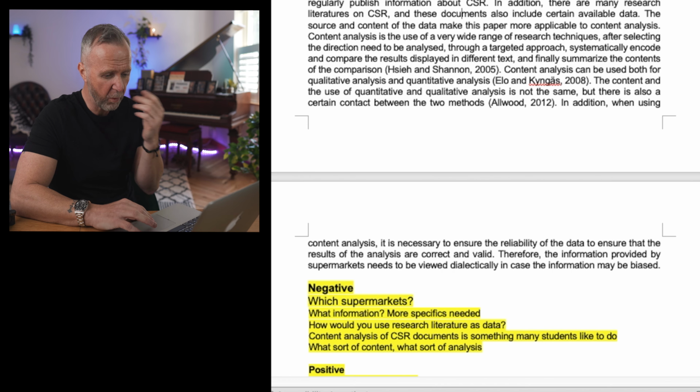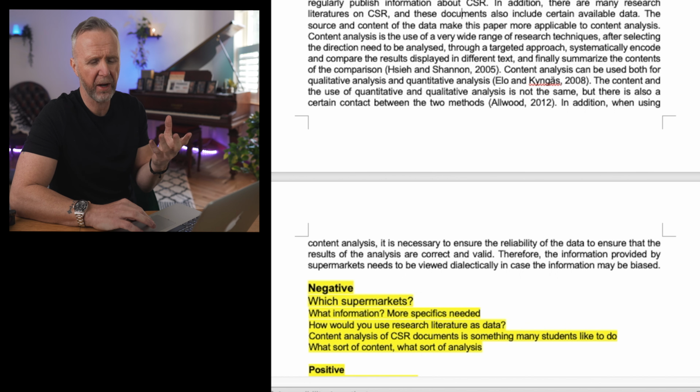So for the purpose of the proposal, find that definition and you might change it later. We just want to see when we're marking it that you have thoughts about it in terms of refining down. What information, more specifics are needed about the information that they're going to get from supermarkets? What does that mean, information? It's just a loose term.